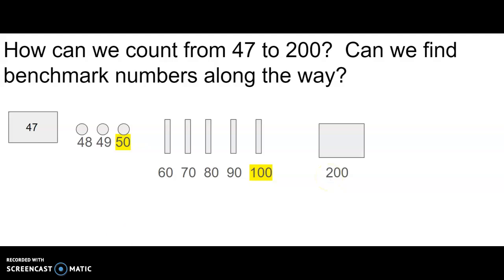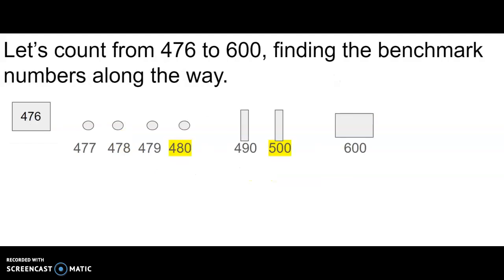Let's try another one. Let's count from 476 to 600, finding the benchmark numbers along the way. So I'm starting over here with my 476, and I notice it is not a nice benchmark number because it has a 6 in the ones place. We're looking for a number with a 0 in the ones place. So I'm going to start by adding on my ones. I'm going to count on. You can count on with me.